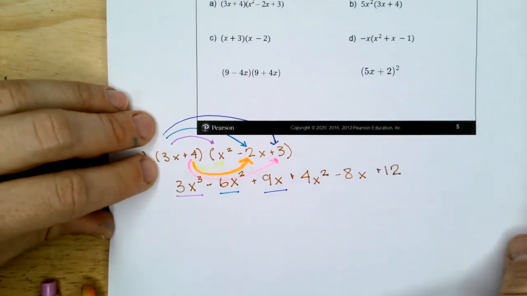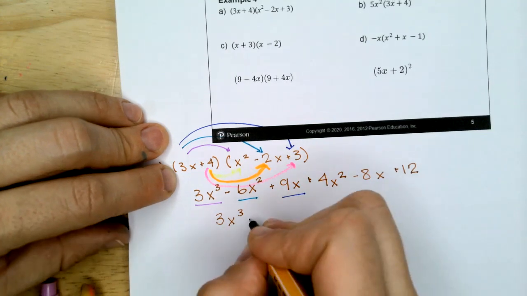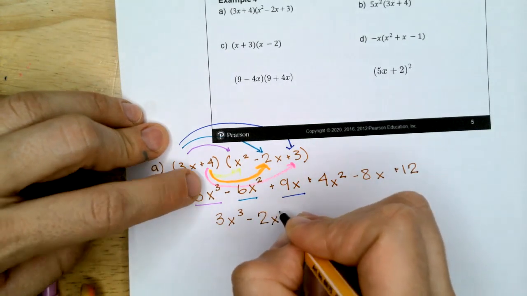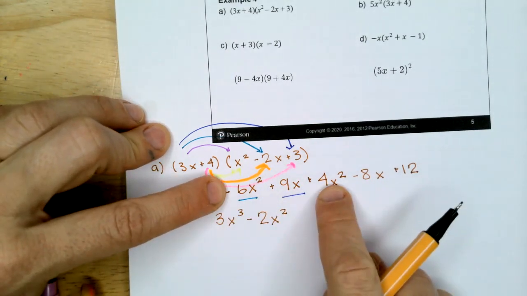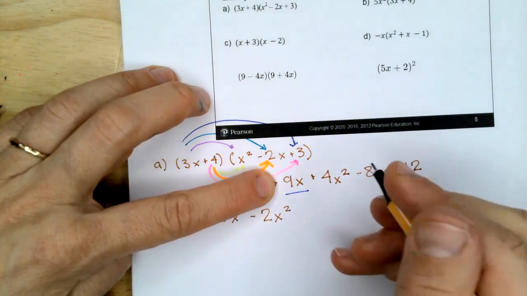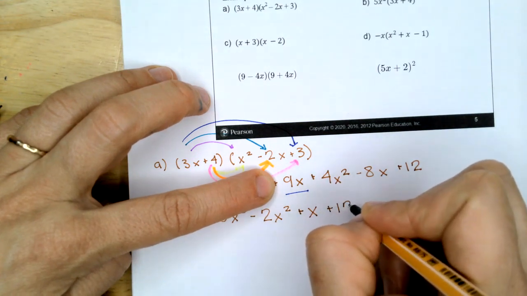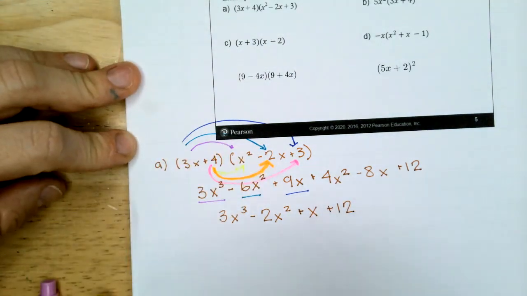Good. If you have any like terms, you can combine them. 3x to the third minus 2x squared, because negative 6 and a positive 4 is a negative 2. Now we have a 9x and a negative 8x, so that's just going to simplify to x plus 12 for A, okay?